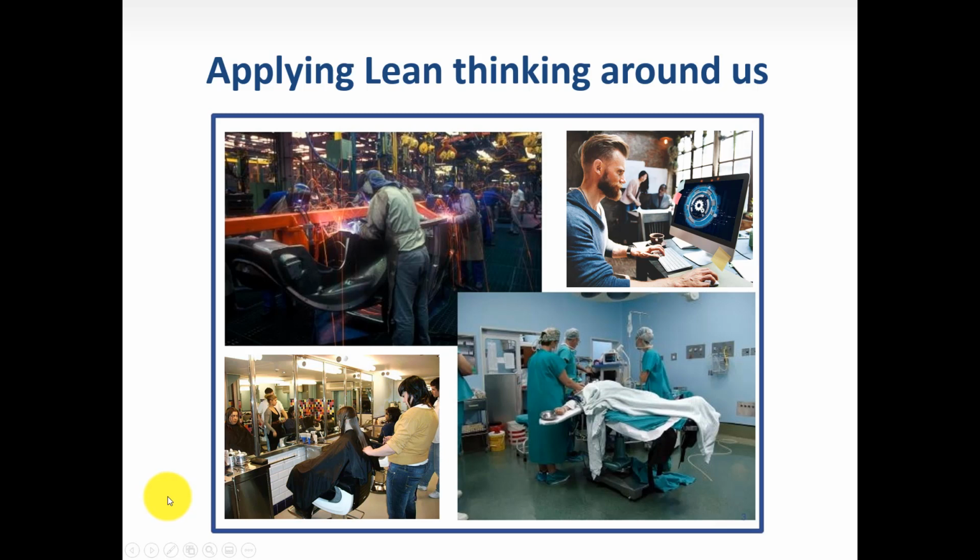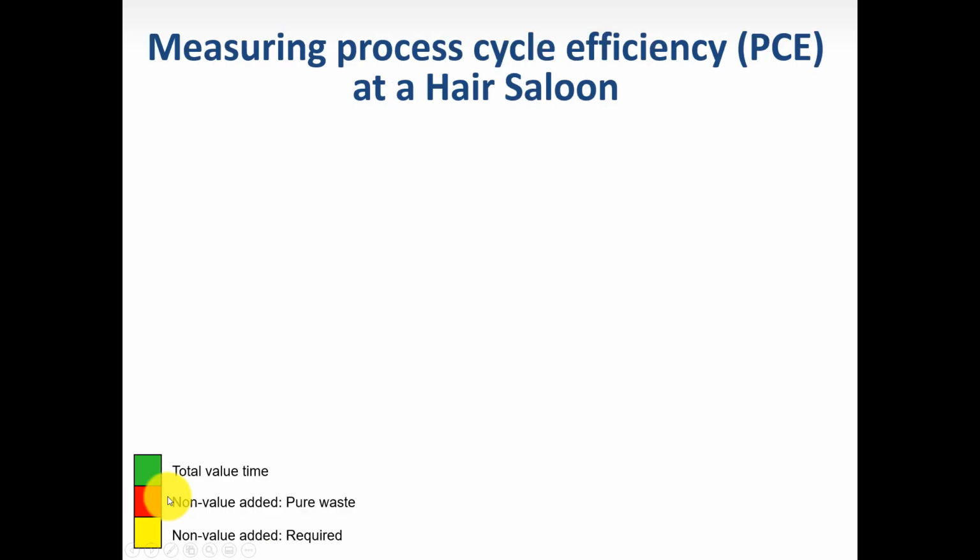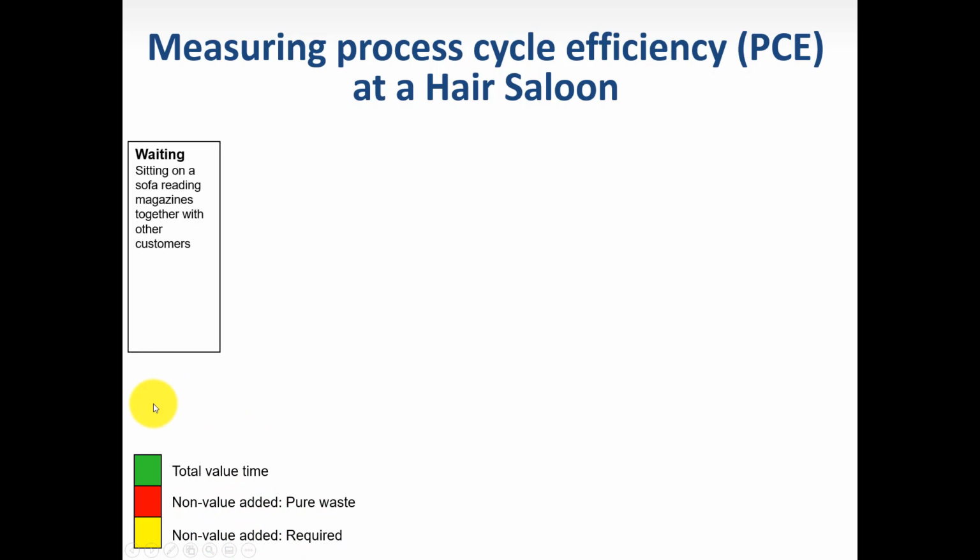Maybe we have a look at how this can be applied. Okay, so let's measure what we call the process cycle efficiency at a hair salon. And we are going to create a flowchart, and we are going to analyze every single activity that is happening there by means of these 3 categories: value added, non-value added, and non-value added but required. Okay, so here it goes.